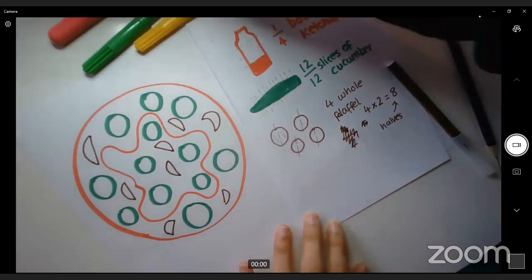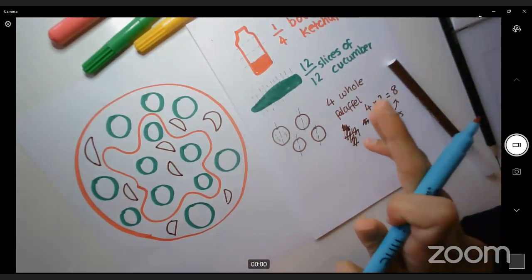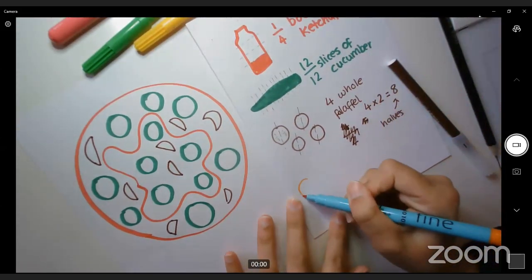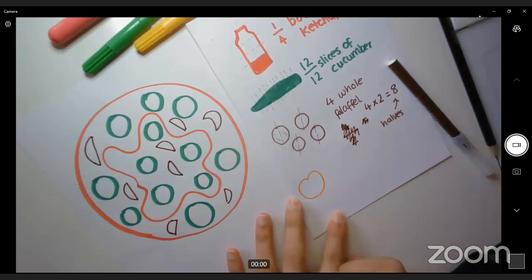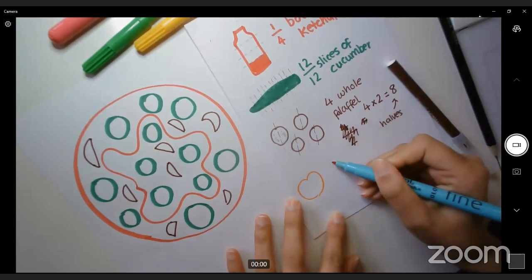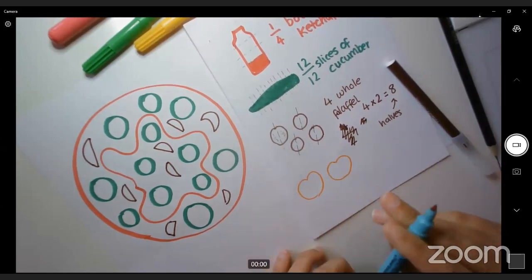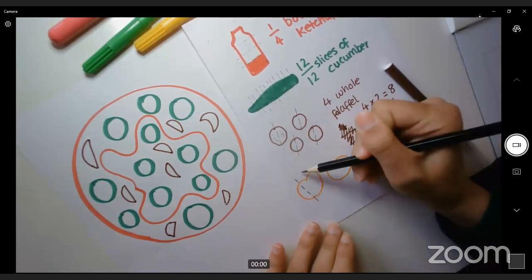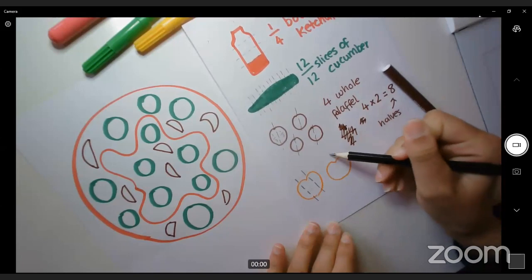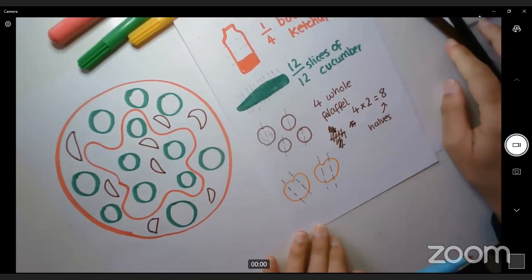Now, do I have an orange? Because I've used red already, I'm going to use orange for tomatoes. So I'm going to take a tomato, but I don't want that much tomato on my pizza. So I'm only going to have 2 tomatoes, and I'm going to slice them up into 3 pieces. Okay, so it's going to be a third. So we're going to do 1, 2 lines over here, 1, 2. So how many slices do I have altogether?